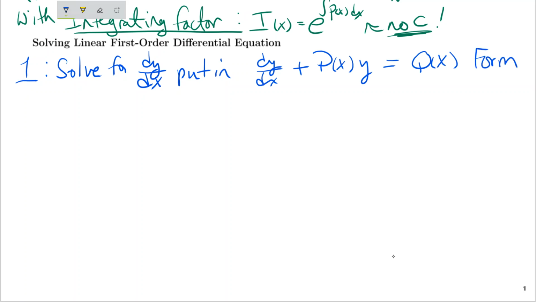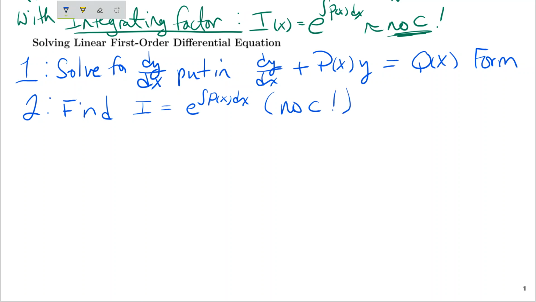Next up, you need to find the integrating factor. Find I equals e to the integral of that p function, dx, no c. No tipping your waitress on this one, because you integrate a second time later, and that's when you can introduce your c. Okay. Multiply that equation by I.